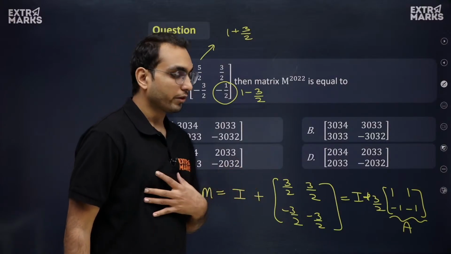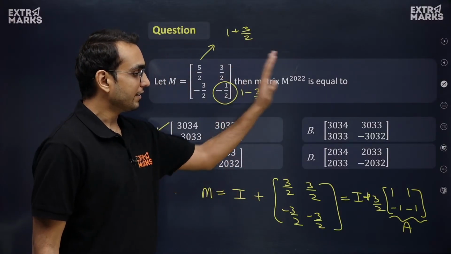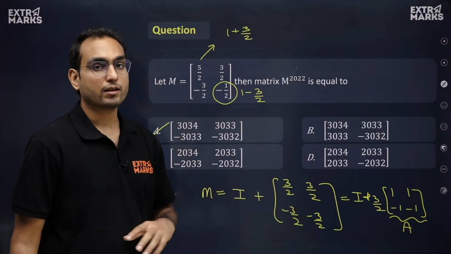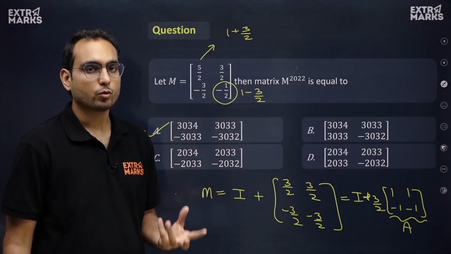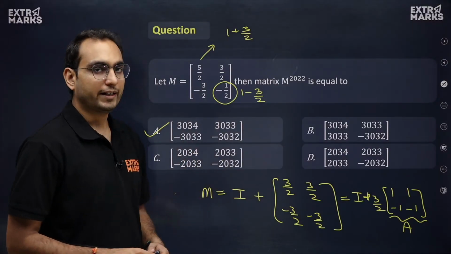Most of the students we have talked to have left this question because they haven't found the pattern of M to the power 2, M to the power 3 and so on, right?